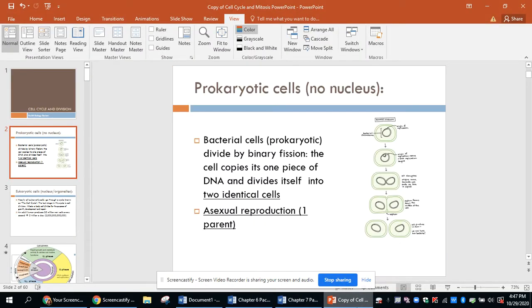In cell division, it makes a big difference if we're talking about prokaryotic cells that do not have a nucleus. Through asexual reproduction, binary fission specifically, bacterial or prokaryotic cells simply make a copy of its DNA. It gets bigger and then it splits into two identical cells. So this is binary fission.